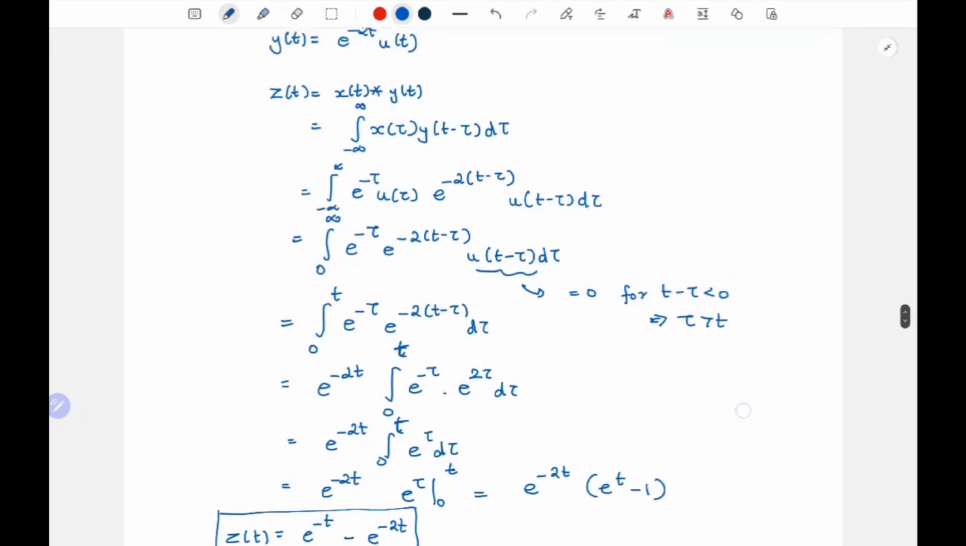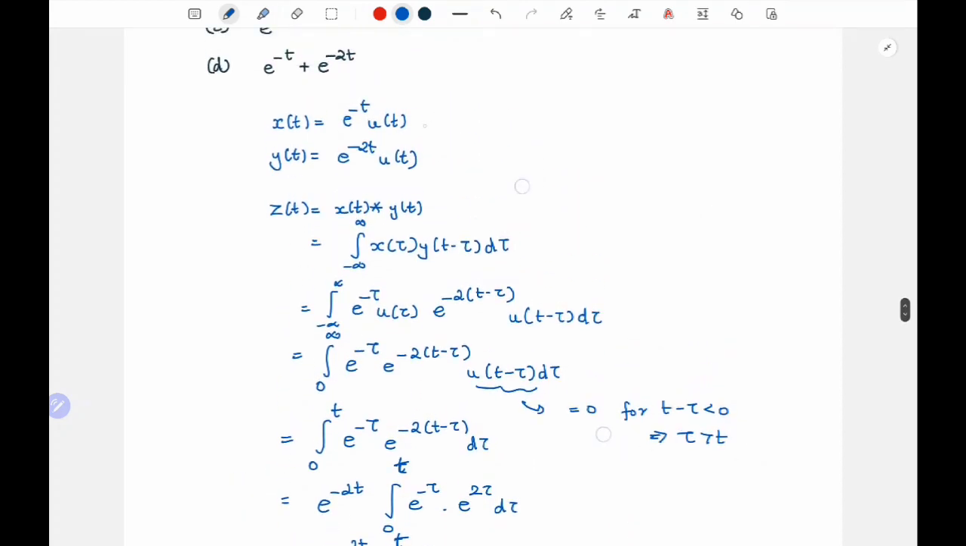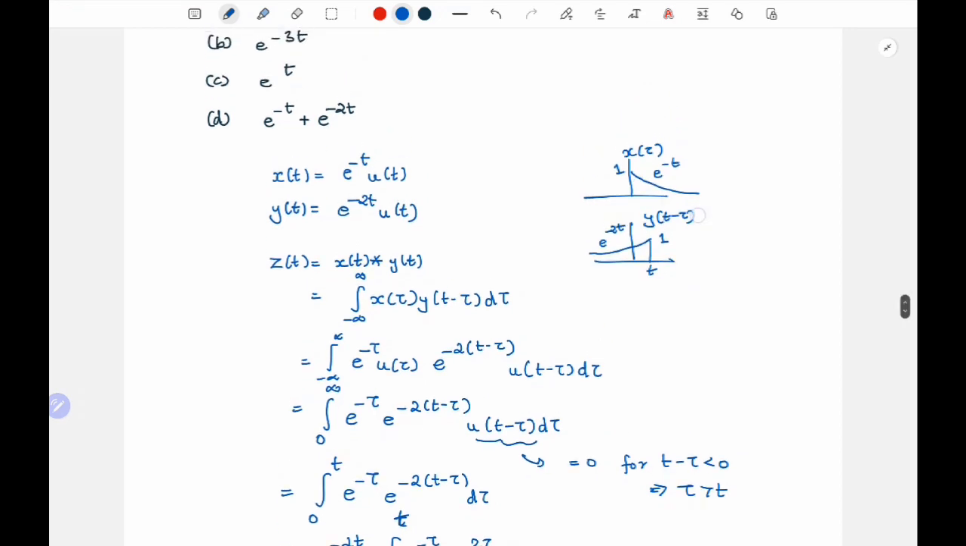Graphically also you can try to verify. You can choose any one signal, keep it as x of tau, and then find y of t minus tau. So x of tau looks like this, starting from 1. And y of t minus tau will look like this, starting from 1 at t. And then this is e power minus 2t, and this is e power minus t. And then you need to integrate. You can see for t less than 0, y of t is going to be 0.